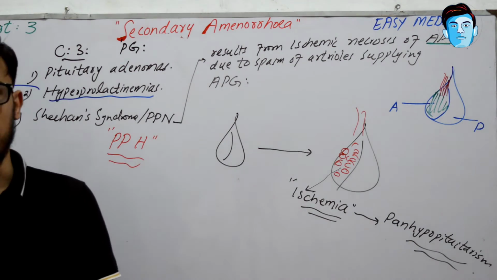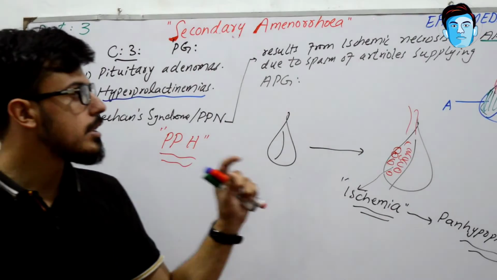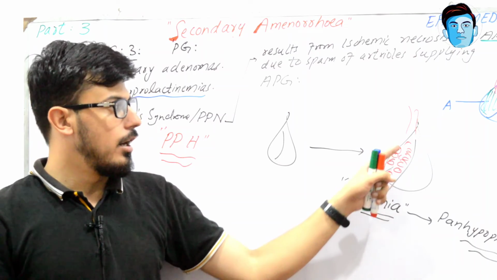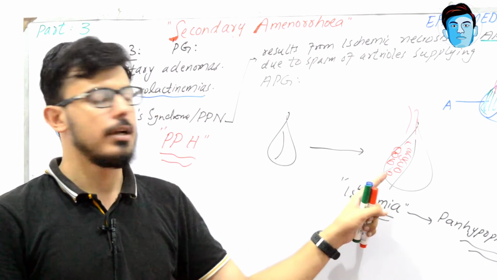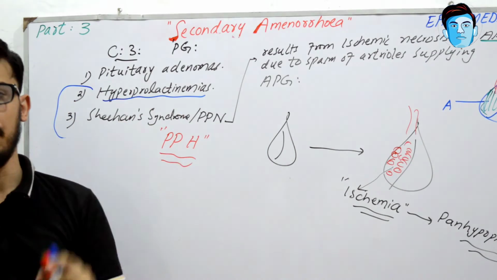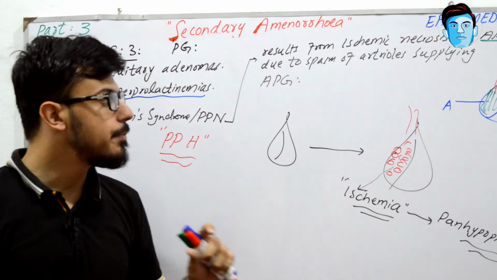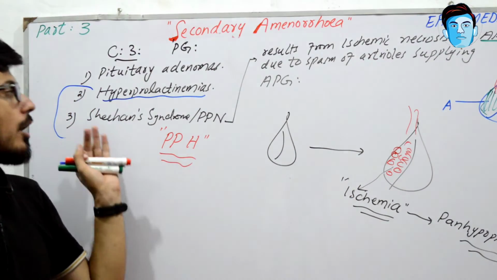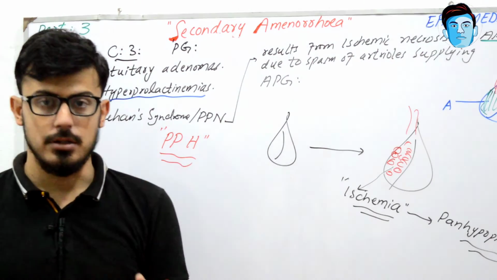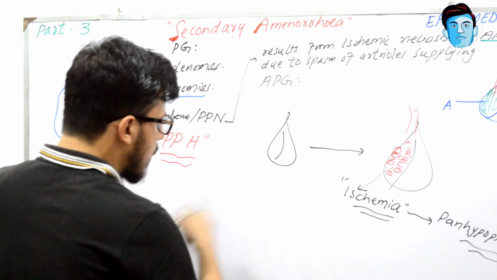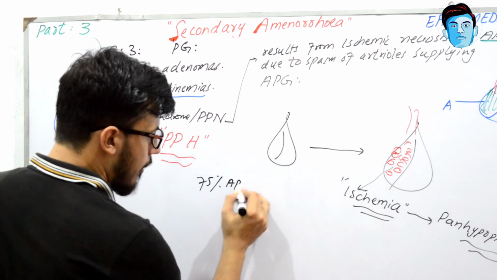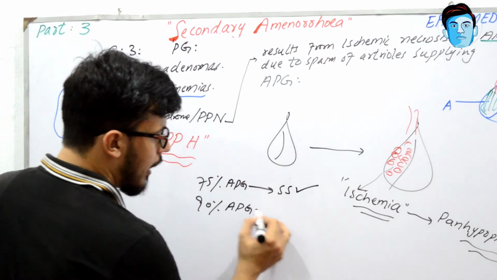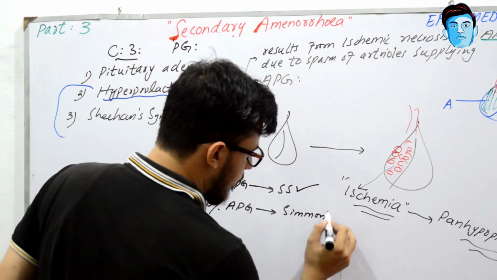So this is important. There is another important point. If 75% of the anterior pituitary gland is affected, listen, then it is called Sheehan syndrome. But on the other hand, if 90% of the anterior lobe of the pituitary gland is affected, then it is not called Sheehan syndrome, it is called Simmonds disease. So if 75% of the anterior pituitary gland is affected, this is Sheehan syndrome. If 90% is affected, it is Simmonds disease.